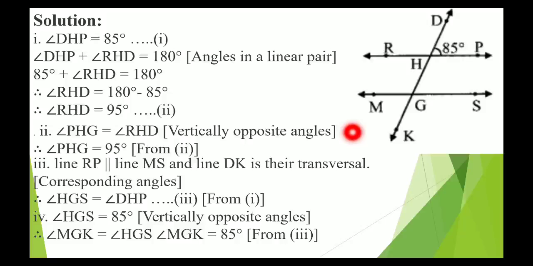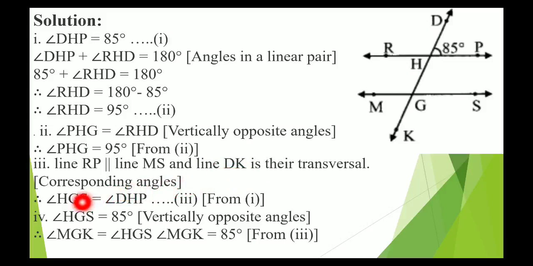Now, line RP is parallel to line MS and line DK is the transversal. According to the corresponding angles, HGS is equal to DHP. Since we know that DHP is equal to 85 degrees, therefore HGS will be how much? 85 degrees from statement number 1.